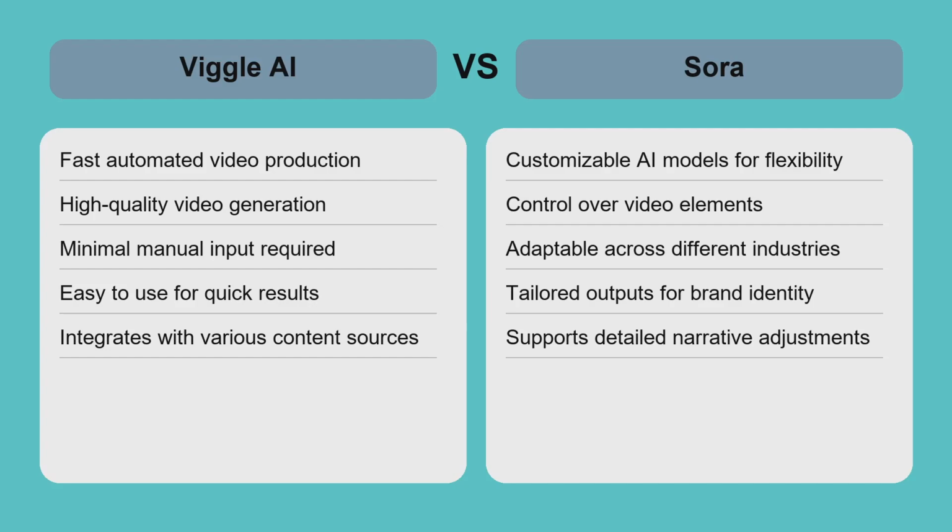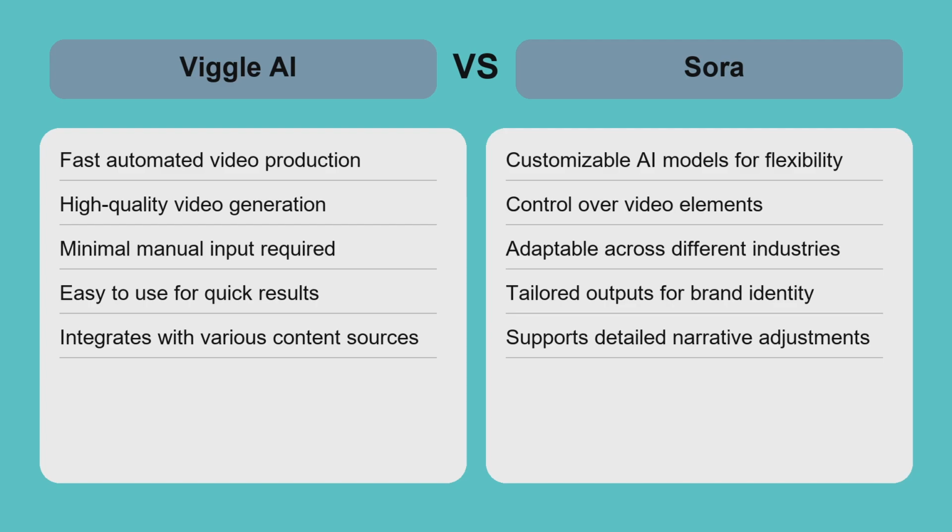Comparing Viggle AI and Sora highlights a trade-off between speed and customization. Viggle AI is perfect for quick automated video production where efficiency is key, such as social media campaigns or rapid content updates. On the other hand, Sora excels when creative control and tailored storytelling are priorities, supporting complex projects that demand precision.